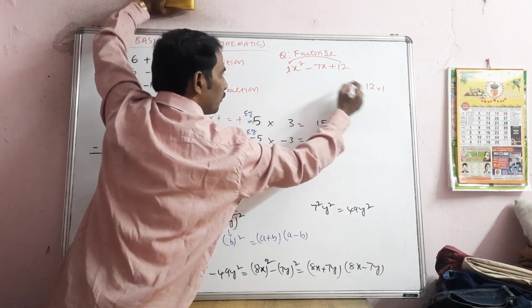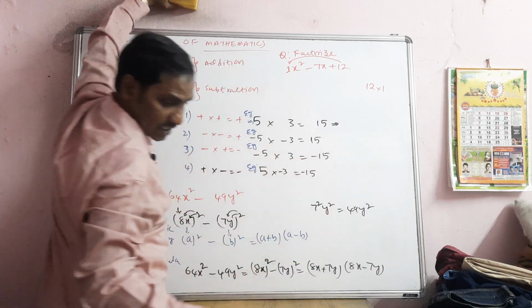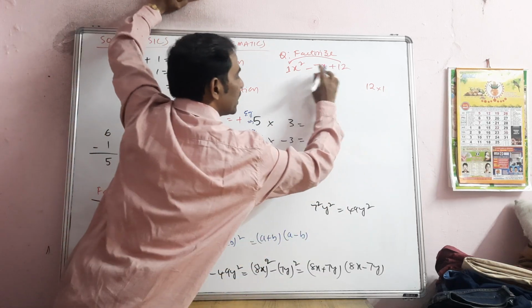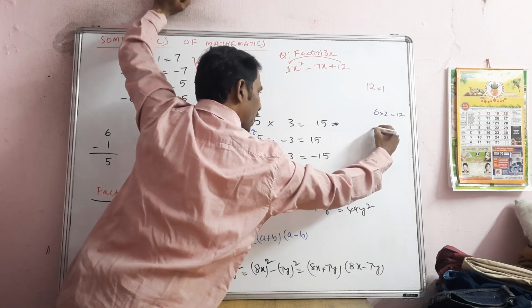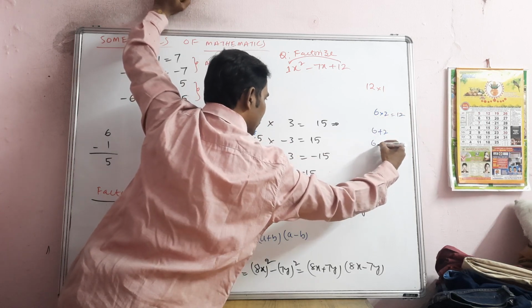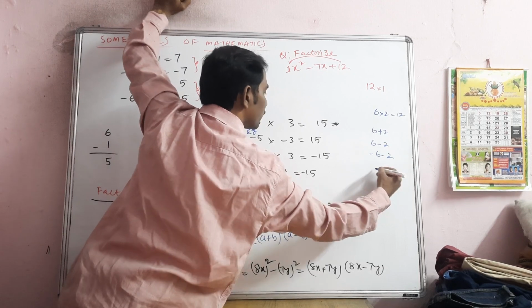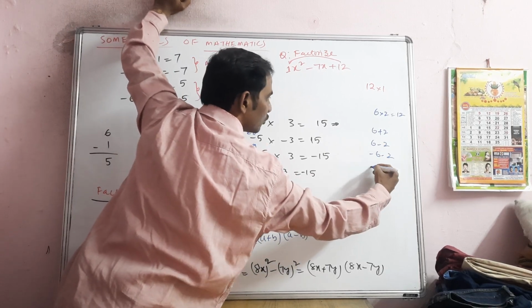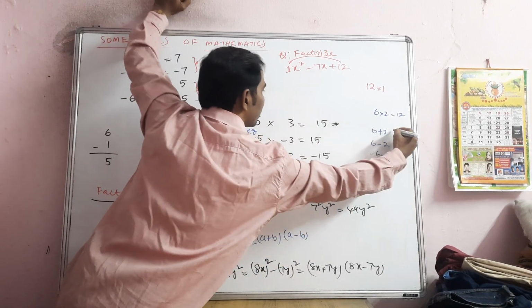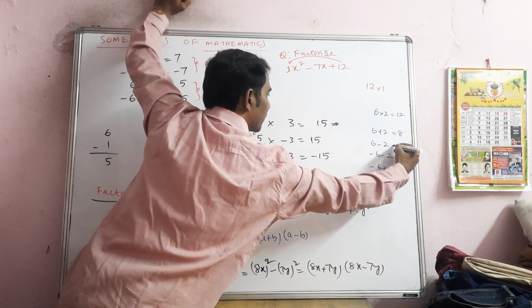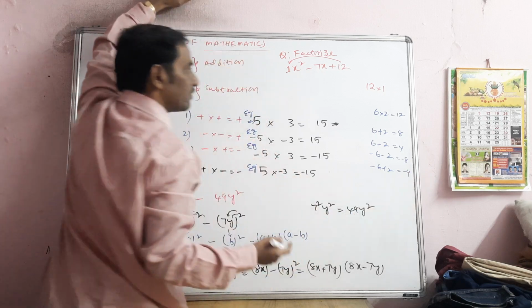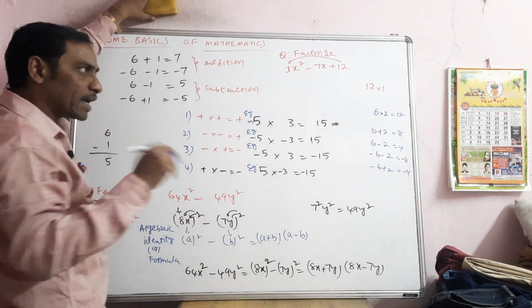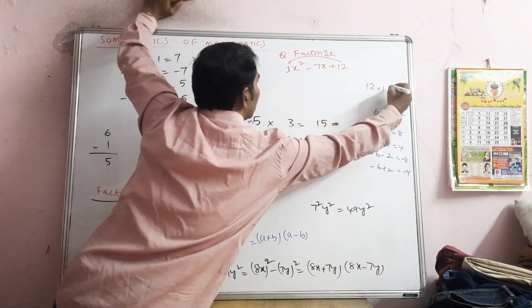First of all you multiply the number 12 into 1, 12. So we have to take factors of 12 in such a way that you will get 7. See, for example, if you take 6 and 2 for your 12, but if you add or subtract, whatever the way you want to do, you won't get 7. For example, 6 plus 2 is 8, 6 minus 2 is 4, minus 6 minus 2 is minus 8, minus 6 plus 2 is minus 4. So in that way.